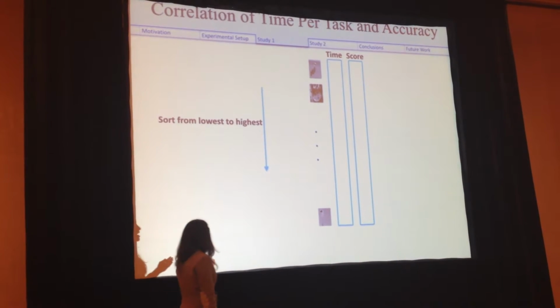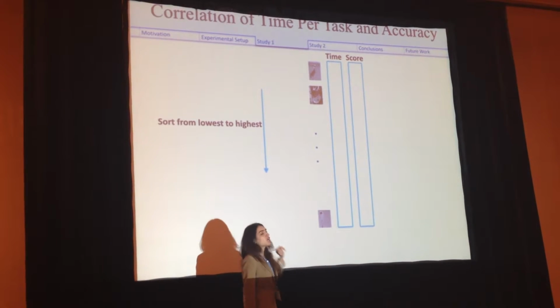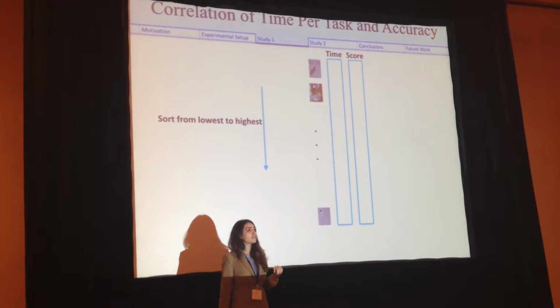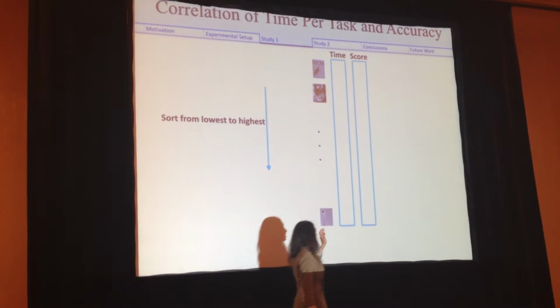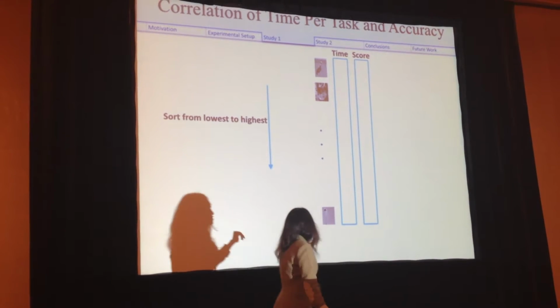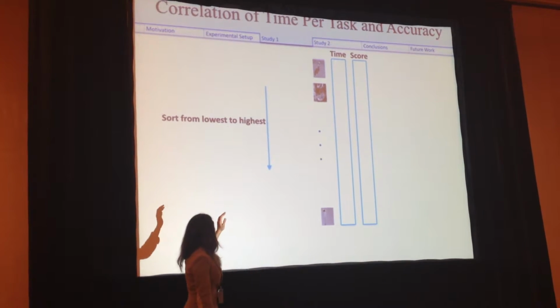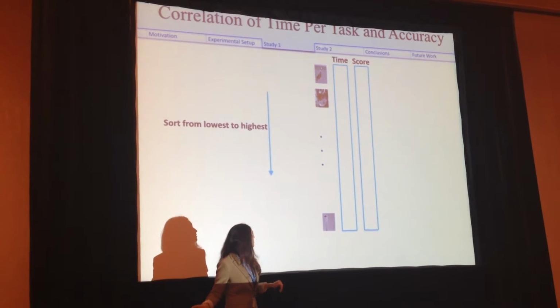How we did our experiment, we took all these drawings that we had. For example, right now I'm talking about familiar data. We had 5 different crowdsourced drawings. We had, for example, information about time and score at this space. And we sorted all the familiar drawings based on the time from lowest to highest.